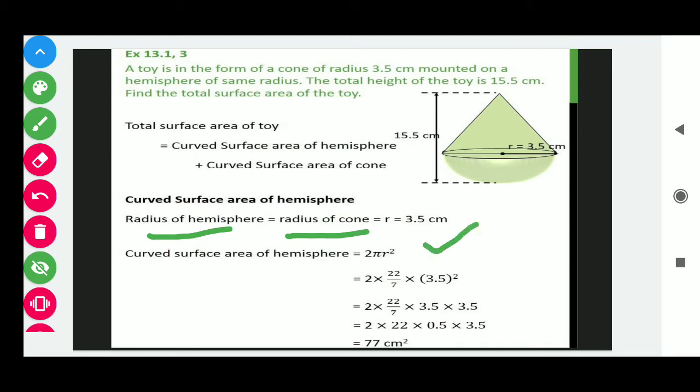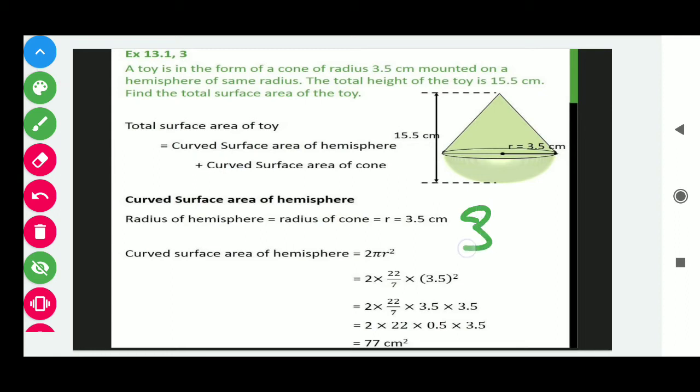The formula of curved surface area of hemisphere is 2 pi r square. So here the radius is 3.5. Square of 3.5 is... 3 into 4, we get 12. 1225. This is the fast trick by using Vedic maths.